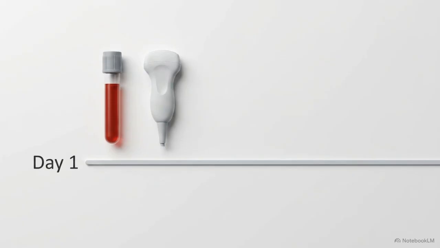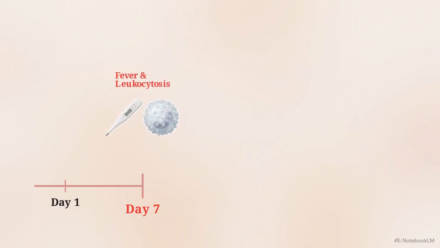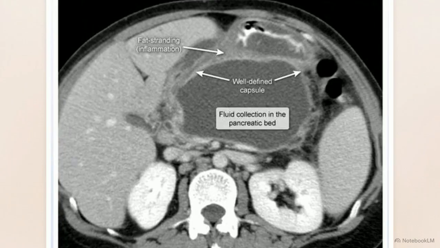Pancreatitis management plays out over a much longer timeline. You diagnose it initially with biochemical markers and an ultrasound to check for gallstones. If the patient deteriorates around day 7 with fever and leukocytosis, a CT scan is required to identify infected pancreatic necrosis for antibiotic treatment. This CT scan shows a complication appearing around week 4.